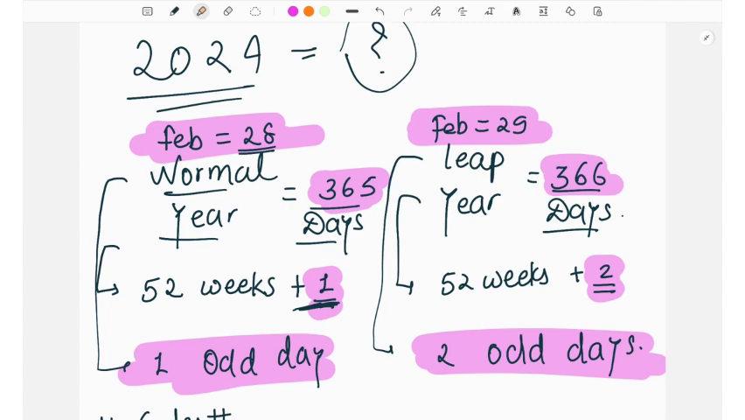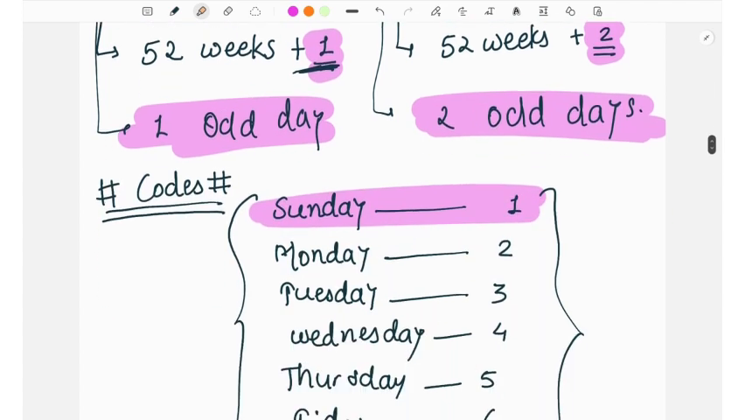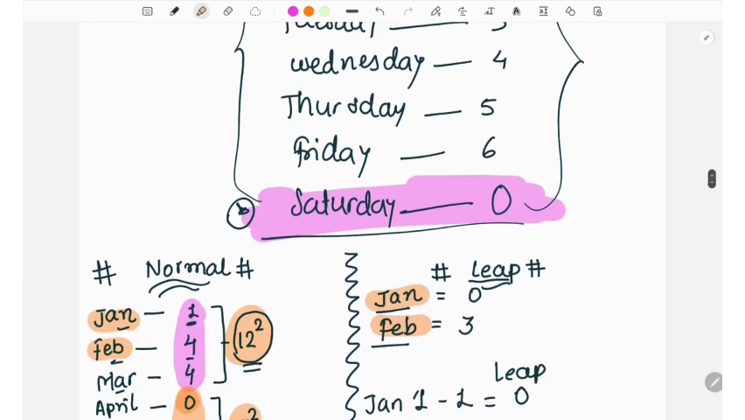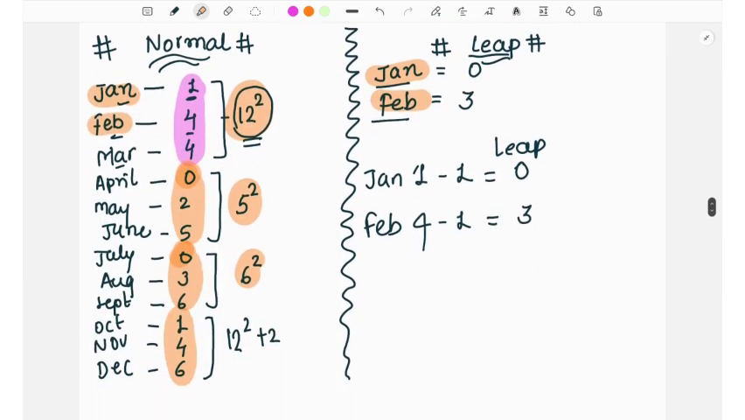Okay, so remember one thing: if a given year is completely divisible by 4, then it's called a leap year. If it is not, then it's a normal year. Moving ahead with the codes of days, we have seen the codes for Sunday, Monday, Tuesday till Friday. It is from 1 to 6. Just the difference is for Saturday, it's not 7, it's 0. And later on we have seen the codes for the normal and the leap year.